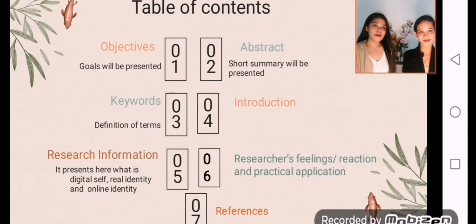So here is the table of contents. First is the objectives, where goals will be presented. The second one is the abstract, where a short summary will be presented. The third one is keywords, the definition of terms. The fourth one is the introduction, and the fifth one is research information. It presents what the digital self is, what real identity is, and what online identity is. The sixth one is the researchers' feelings or reactions and practical application. And the last one is the references.